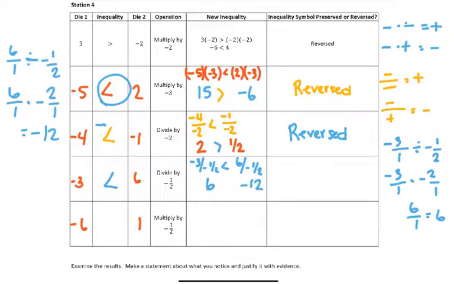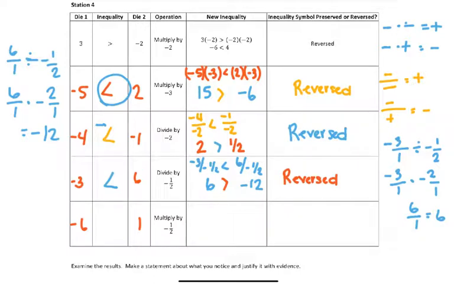Okay, so now I have to ask myself, is 6 greater than negative 12? And indeed it is. So I need to change my inequality sign to a greater than symbol from a less than symbol, because 6 is greater than negative 12, and I need that to be a true statement. All right. Let's look now at the last row in this station 4.